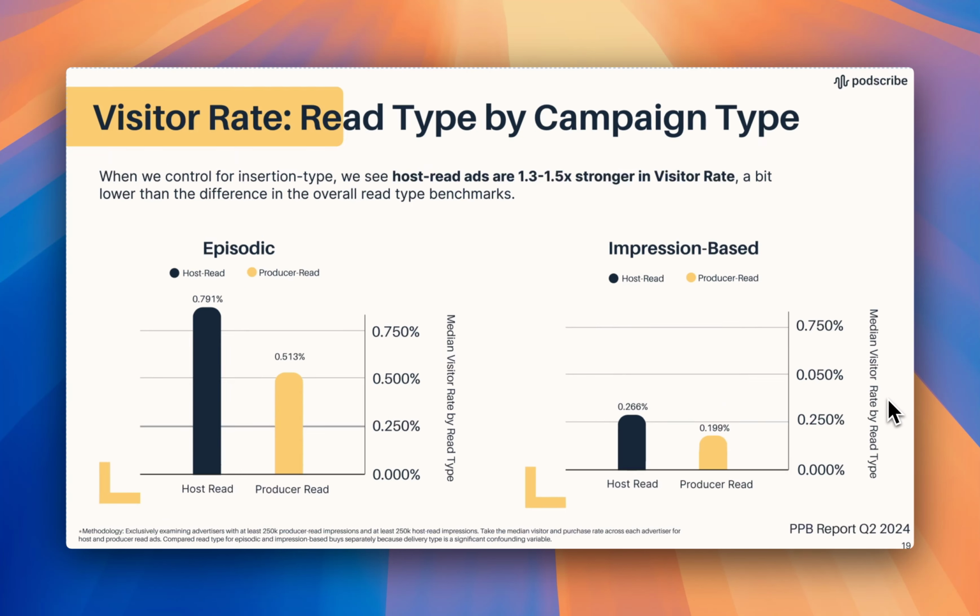But similar to the episodic versus impression comparison, we do try to dig in on whether there are confounding variables. And the main one is that host read buys are more often episodic than producer read buys. So, as we saw before with the episodic buys having more of an inherent frequency capping, they do seem to perform better.